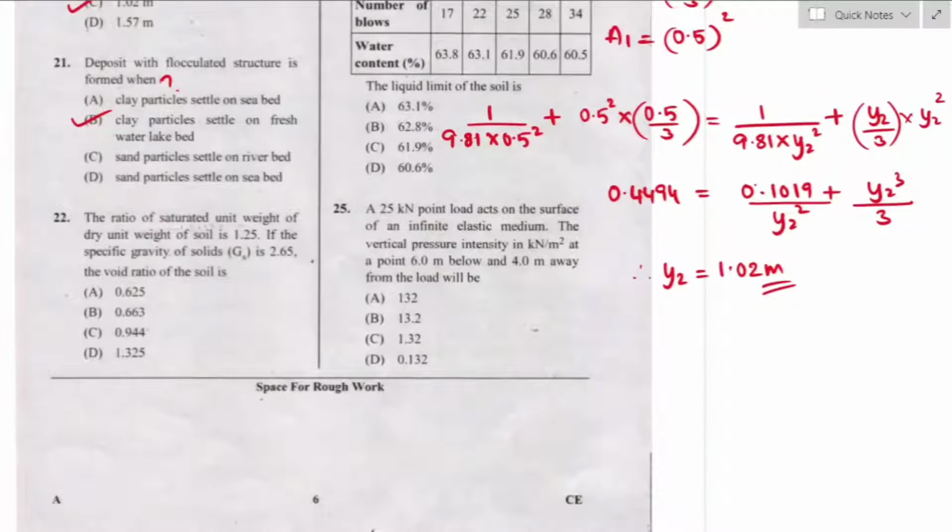Question number 22. The ratio of saturated unit weight to the dry unit weight of the soil is 1.25. If the specific gravity of the solids is 2.65, then the void ratio of the soil is.